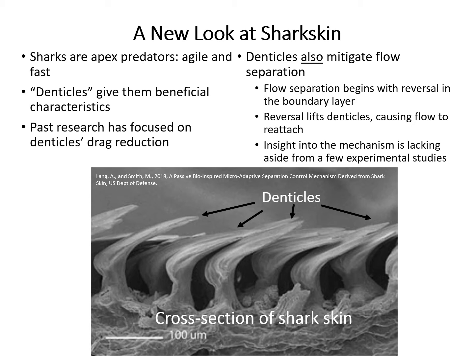Flow separation begins with reversal of flow in the boundary layer. So right before flow separates from a surface, it starts moving the wrong direction right up along a surface. This reversal lifts the denticles, causing them to interfere with the flow and re-energize it and cause it to reattach. So it stops flow separation right before it actually starts. Insight into this mechanism is pretty lacking aside from a few experimental studies.